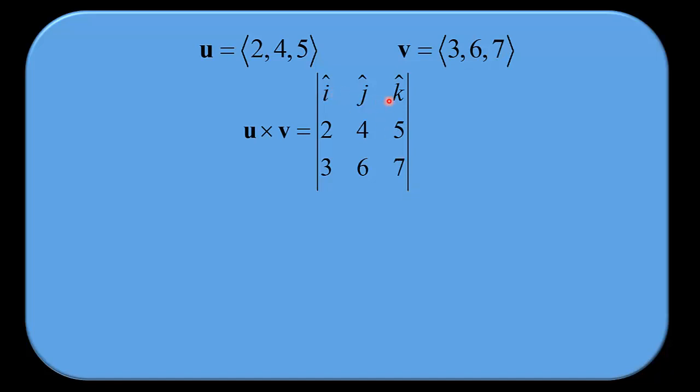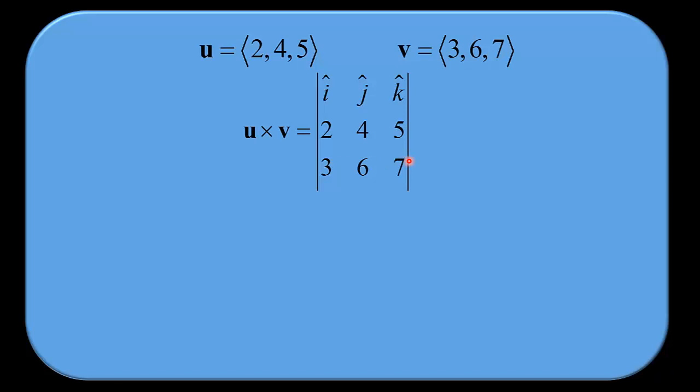Now, first of all, notice this first row here is the unit vectors i, j, and k. i is 1, 0, 0, j is 0, 1, 0, and k is 0, 0, 1. And then because it's u cross v, the u vector comes first here: 2, 4, 5, and then v: 3, 6, 7. If this had been v cross u, then the v would come first. Order is important on this.